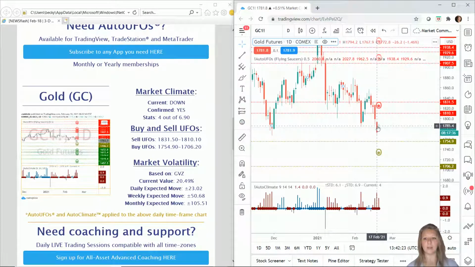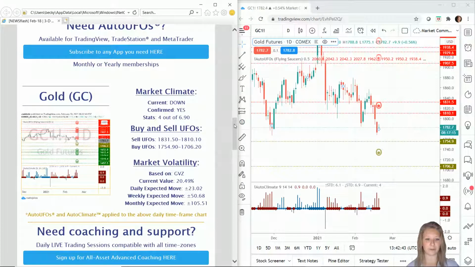So again, UFOs are not necessarily controlling the price right now. We're not close to either one of them really to push it up or down. It could hit either one of them first and react. But we do have a confirmed downwards climate there with a little bit of room for it to continue down when it comes to gold. So overall, probabilities to the downside there with gold on a daily chart. Of course, things are different on different time frames.